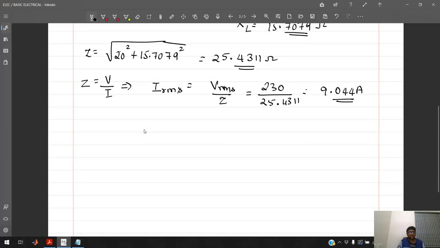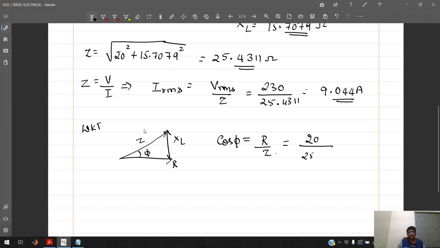Next they have asked what is cos phi. As you know from the impedance triangle, the x-axis is R, the y-axis is XL, and the resultant is Z with a phase angle of phi. So cos phi is equal to adjacent side by hypotenuse, R divided by Z. So cos phi is equal to 20 divided by 25.4311. That implies cos phi is equal to 0.7864. So this is the value of the power factor.